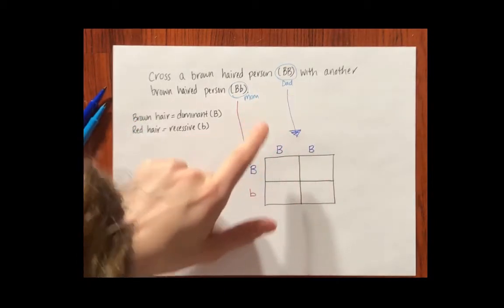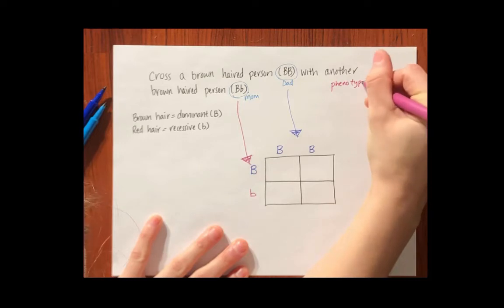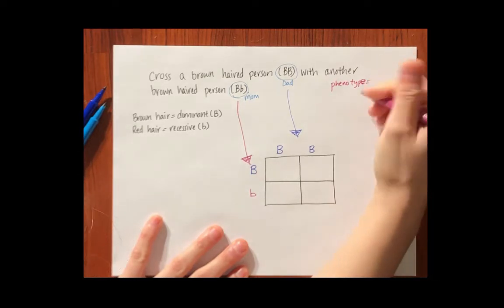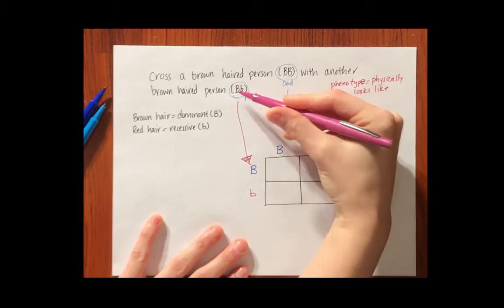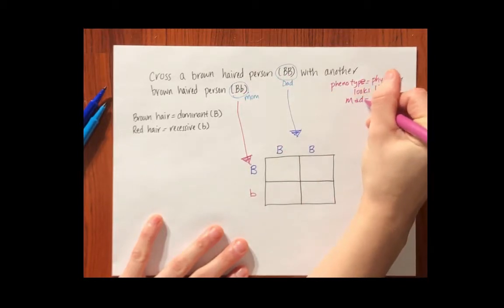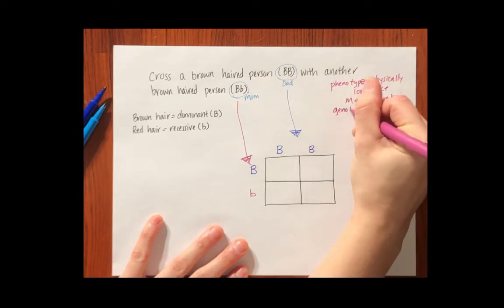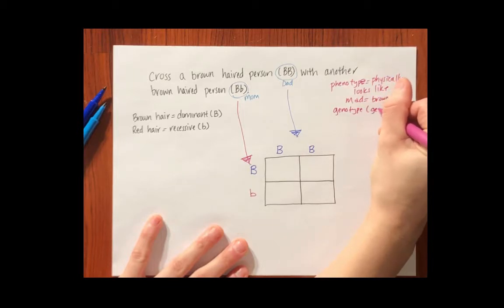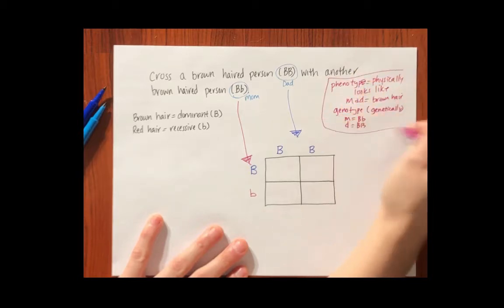And if we're talking about the phenotype, it would help if I wrote it correctly. Phenotype is what it physically looks like. And because we've got two capital letters, we know that mom and dad both have brown hair. Genotype is what it's genetically like, so it's kind of the letters. So mom is big B, little b, and dad is big B, big B. Just keep that in mind.